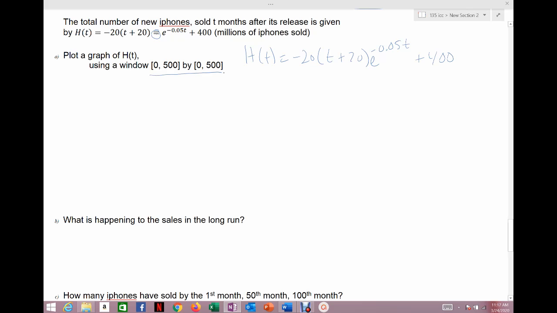Do change your window. This means those would be my minimums, so this would be my x min, that would be my x max. Alright, so for both of them, my y min would be 0, my y max would be 500. So when you plug it into the calculator, change your window to 0 to 500 in both the x and the y direction, so it'll be a square window.